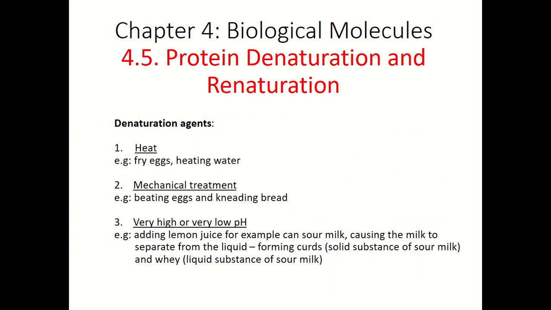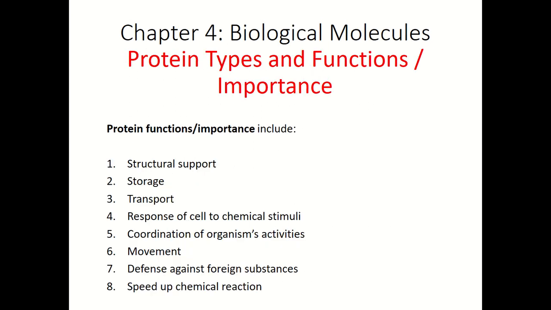So there are lots of methods or agents that can be used to denature a protein, such as heat, mechanical treatment such as beating an egg, and also using a very high or very low pH, such as adding lemon juice into milk, so the milk will become sour, and sometimes it forms curds, whey or yogurt.